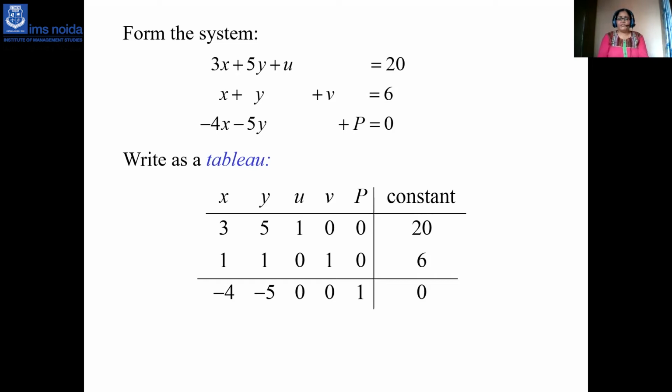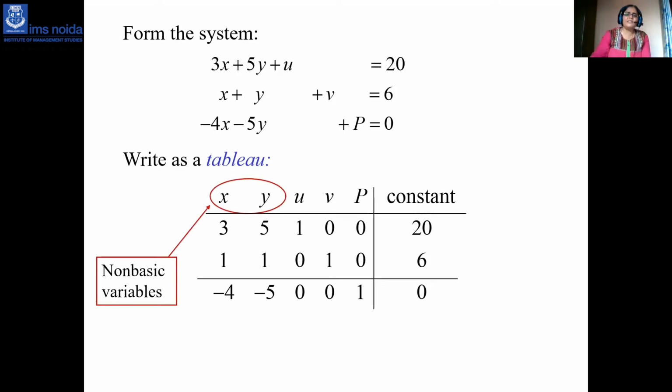In the second equation, you see the coefficient of x is 1, coefficient of y is 1, coefficient of u is 0, coefficient of v is 1. So this is the format of the initial table. And 0 is the coefficient of u in the objective function, that you have to write also, and 0 is the coefficient of v in the objective function. So that also you have to write, and you can find Z in the last row: -4, -5, 0, 0, 1.